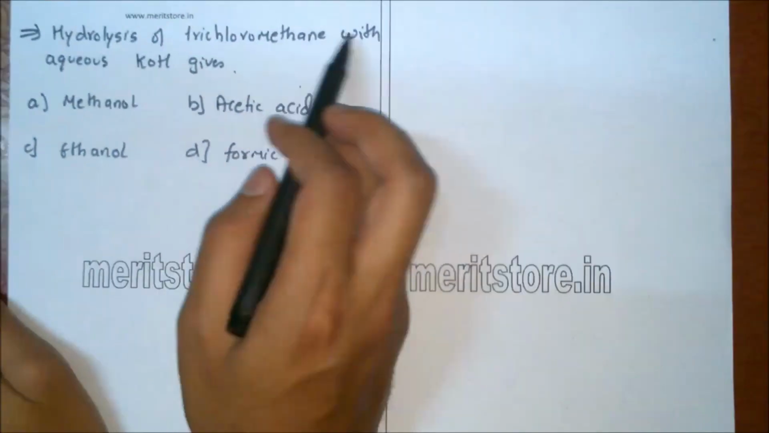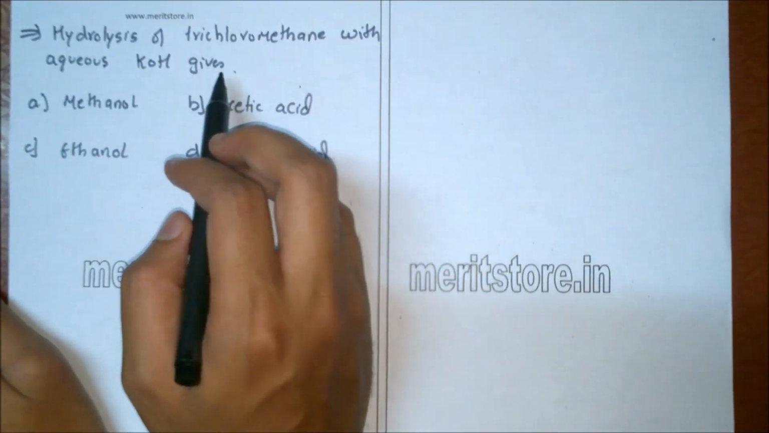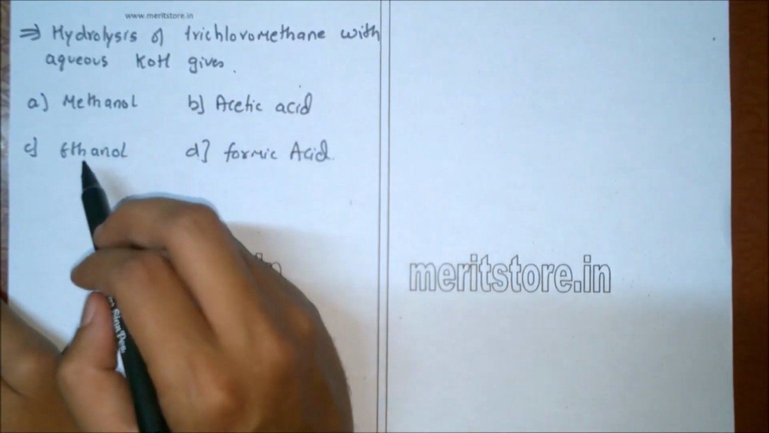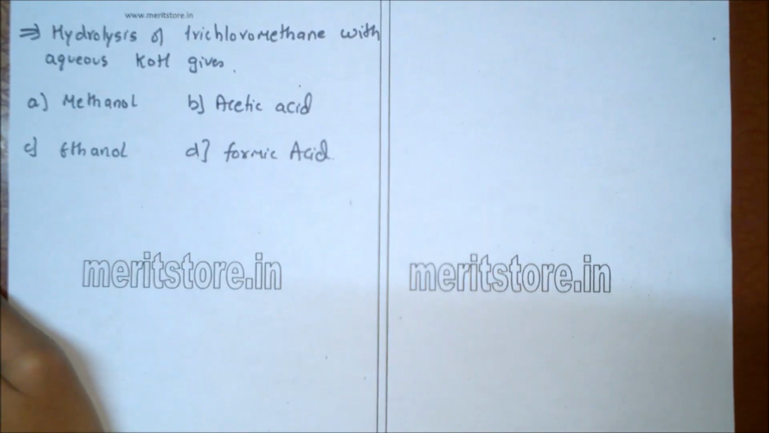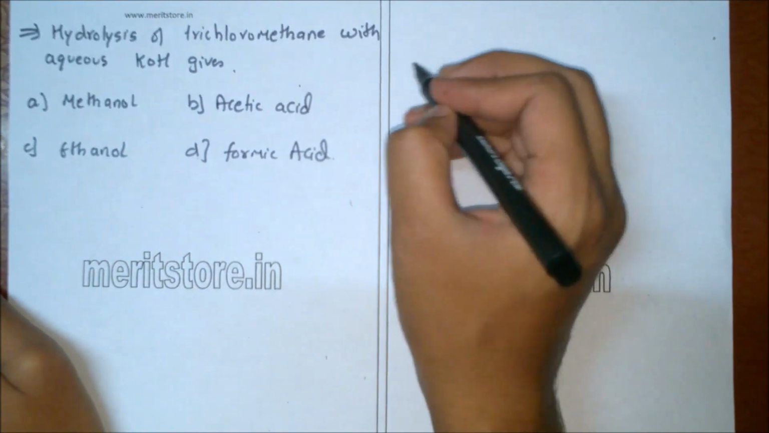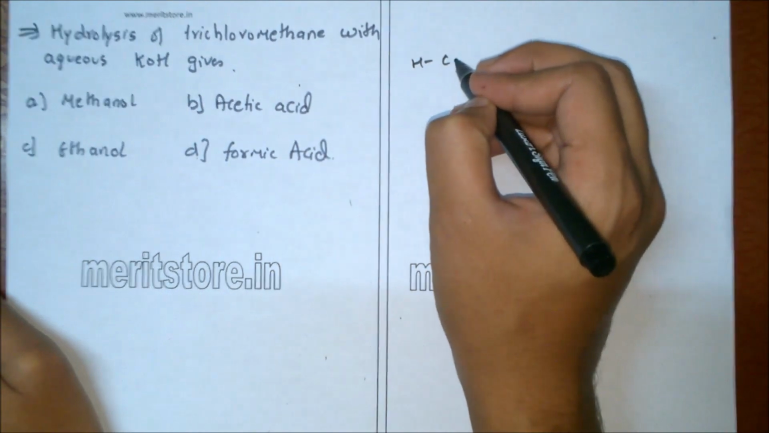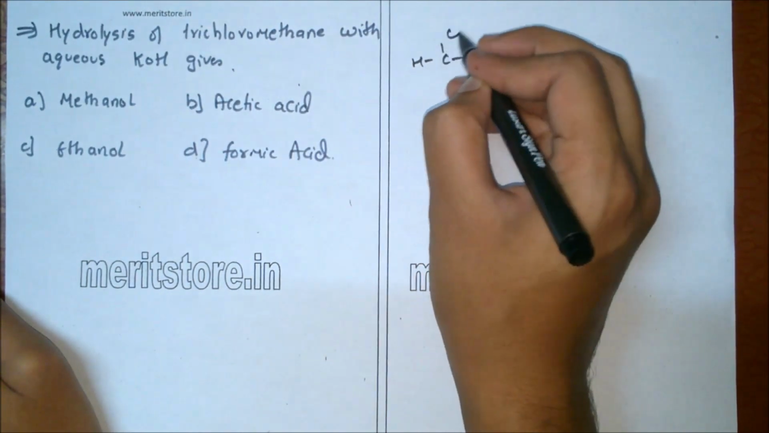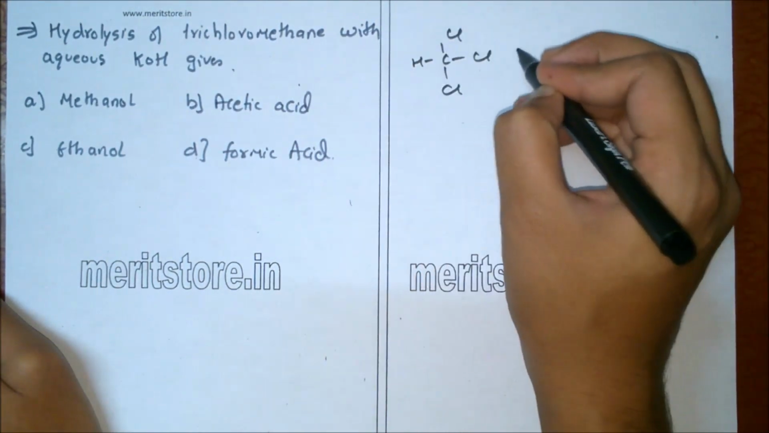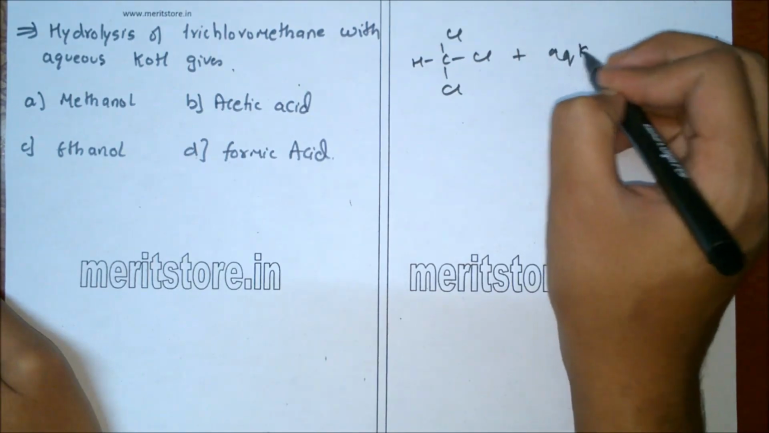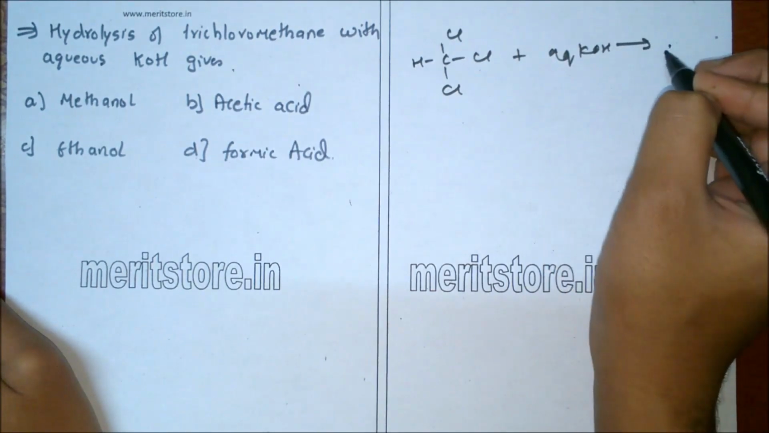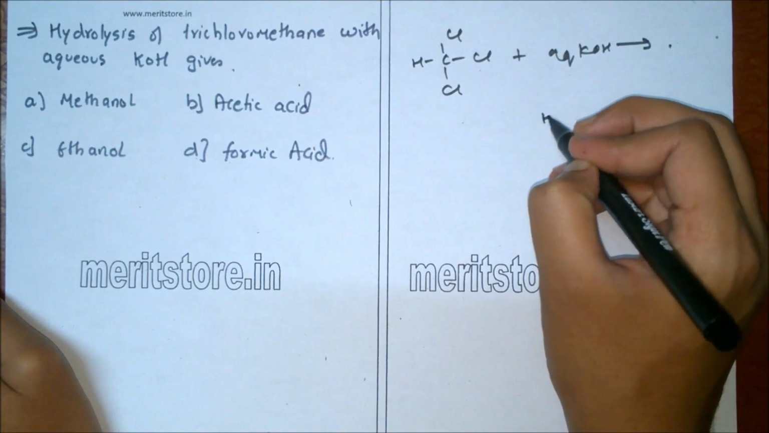Hydrolysis of trichloromethane with aqueous KOH gives: A. methanol, B. acetic acid, C. ethanol, D. formic acid. So the reaction of trichloromethane with aqueous KOH will give an unstable compound.